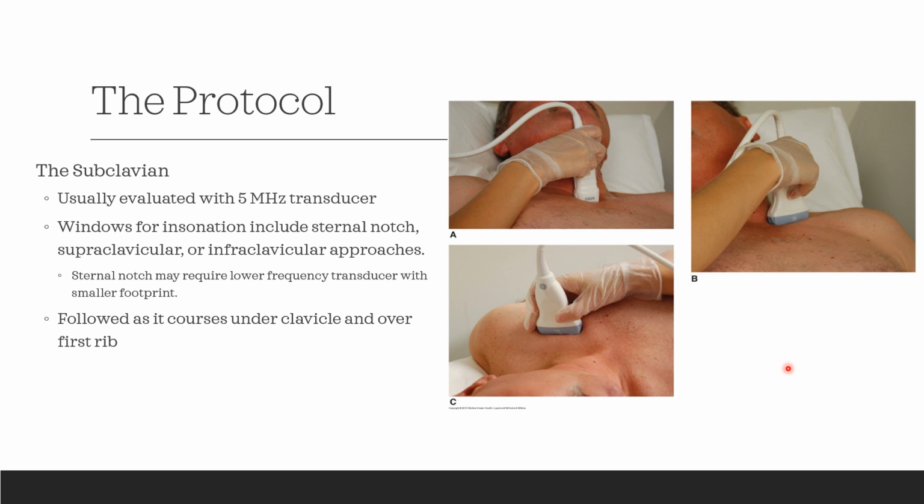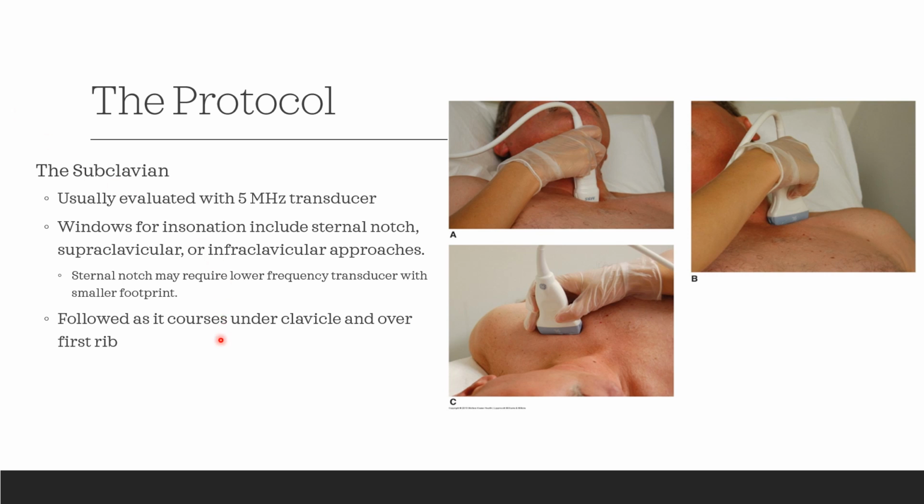Having a nice transducer with a lower frequency and a small footprint, like you see here in A, is going to be a benefit to you. So using a curvilinear, or if you have it, a sector or vector, allows you to access that subclavian through the jugular notch area. If you can't get it through the jugular notch and you have to go a little bit more laterally, again, you can angle down underneath that clavicle to assess that vessel, but the smaller footprint's really going to help you there.